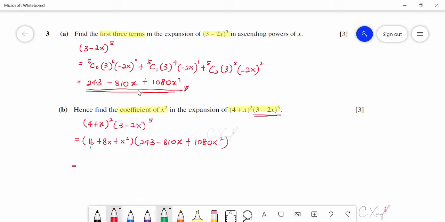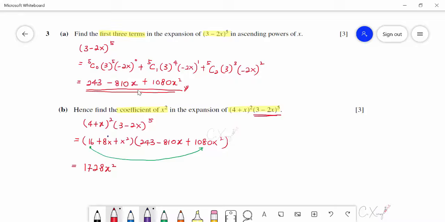By looking at the first term in the first bracket, which is 16, I will need to multiply it with the term with x squared in the second bracket to have something with x squared. So we have 16 multiplied by 1080, then I will get 17280x squared. So that's my first x squared.